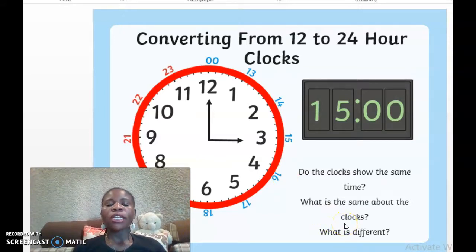So we want to look at how we interchange them practically. So this is what we are going to do. Let's look at this one.